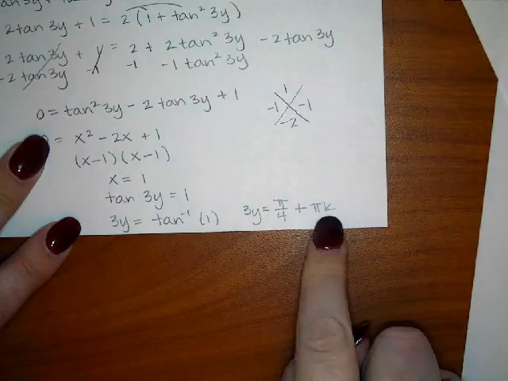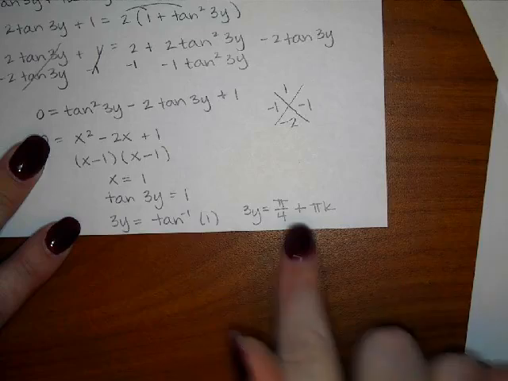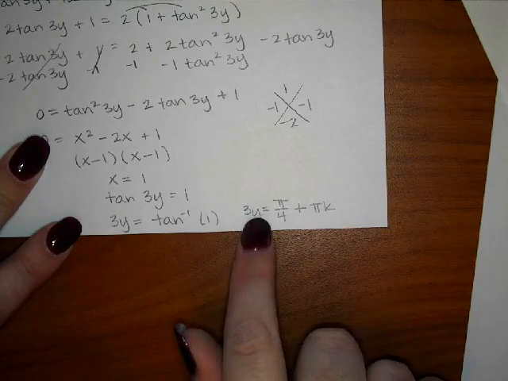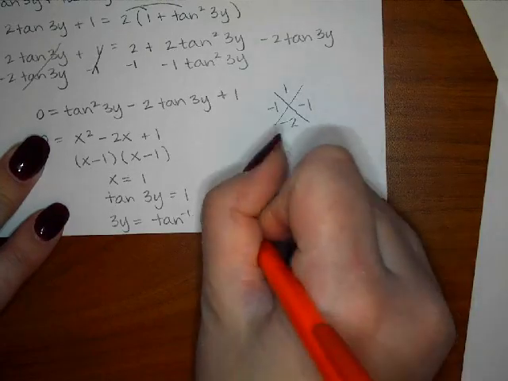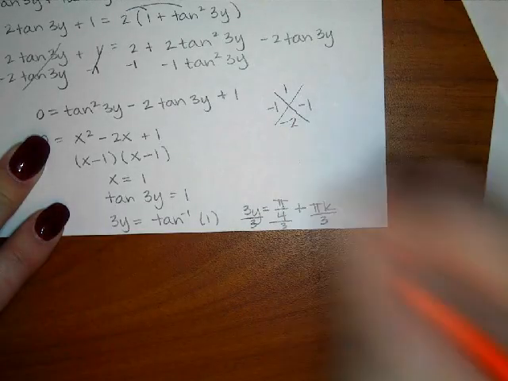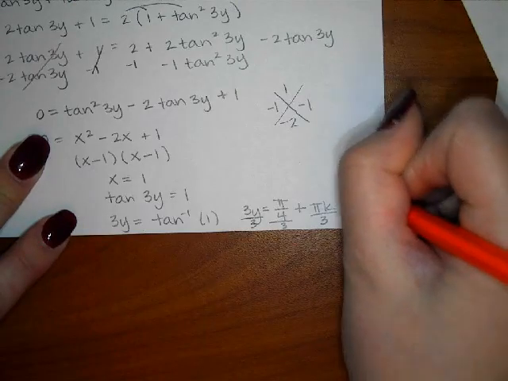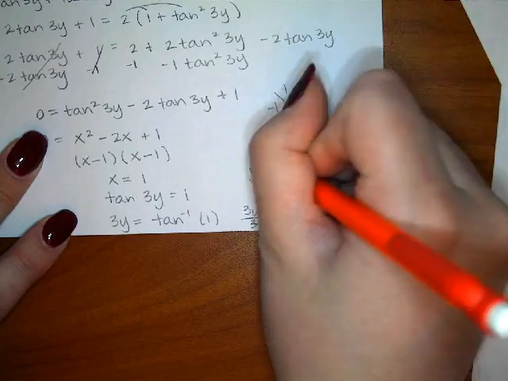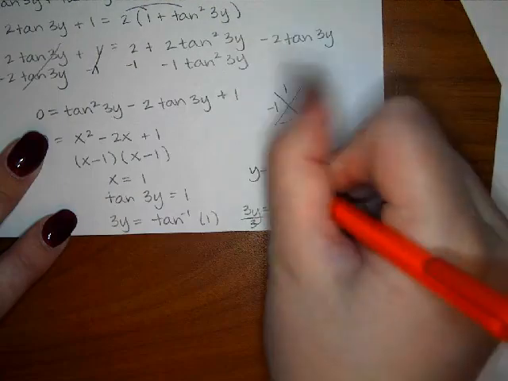And then we're going to go ahead and solve for just the y. So I'm going to divide by 3, divide by 3, divide by 3. And so to get all of my solutions here, y equals pi fourths divided by 3, which is pi twelfths, plus pi thirds k. This is how I get all of my solutions.